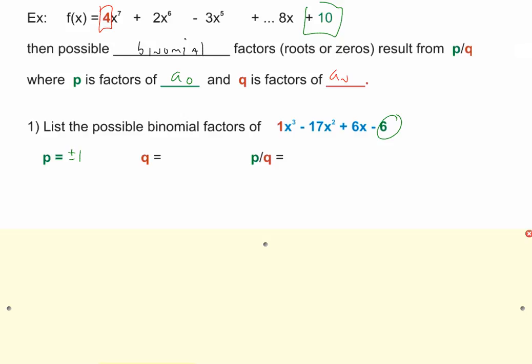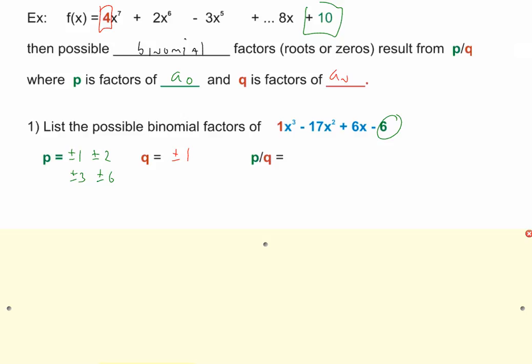And another set of factors is plus or minus, let's be orderly, 2. And then also plus or minus 3. And then also plus or minus 6. All right, those are the possible factors. Plus or minus 1, plus or minus 2, plus or minus 3, plus or minus 6. Those are all the factors of 6. And of the Q, the 1, the only factors of 1 are plus or minus 1, which is boring, which means you don't have to fool with it.